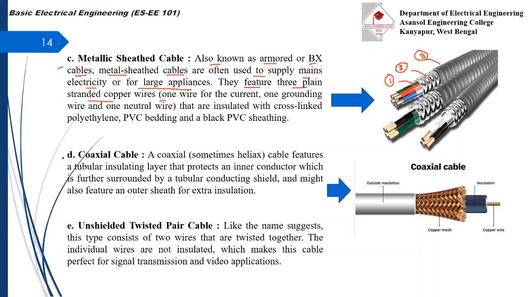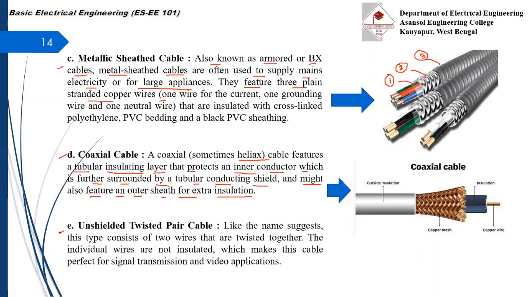Okay. Next is coaxial cable. A coaxial cable, sometimes it is called heliax cable. It features a tubular insulating layer that protects an inner conductor, which is further surrounded by a tubular conducting shield, and might also feature an outer sheath for extra insulation.